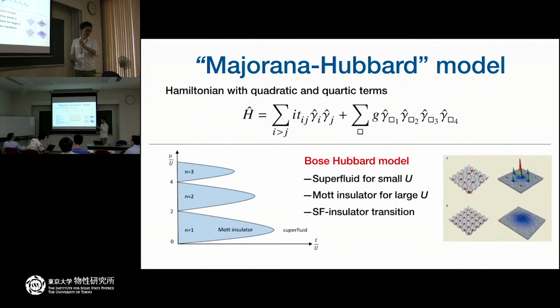Okay, let me go to this kind of sales talk. We can also consider the Bose-Hubbard model, which is a much simpler model. But nevertheless, this basic model has served as a sort of guidance for experimentalists working on cold atom systems. You can have a superfluid state for small U. You can have a Mott insulating state for large U. And in between, we have a superfluid-Mott insulator transition.